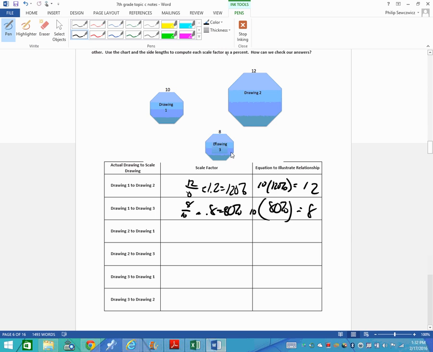Drawing 2 to drawing 1. So this is now my original. So that's why the 12 is going to be in the denominator. The 10 is going to be in the numerator. Again, don't get scared of repeating decimals. So really what we've got going on, if we change it to a percent, it's 83 1/3%. Again, because if I go 2 places to the right, I still got the 3 that's repeating.